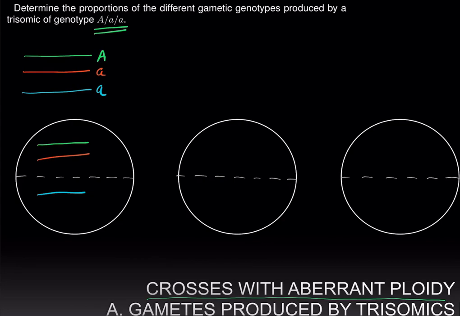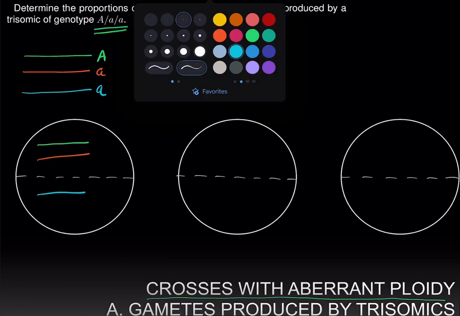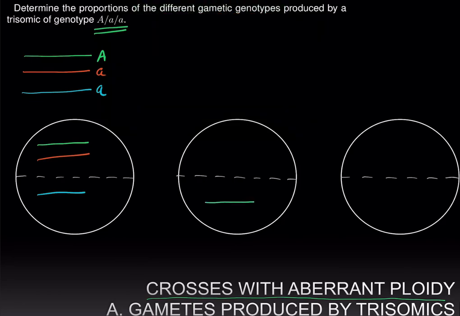But this is not the only way the gametes can be produced. It's also possible that instead of the blue segregating alone, you could have the green segregating alone or the orange segregating alone, and the remaining two would segregate to the other side. When the green segregates alone, then the blue and the orange are on the other side, whereas when the orange segregates alone, the blue and the green are on the other side.